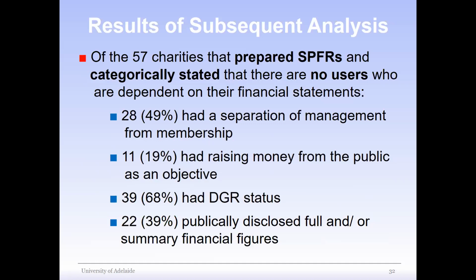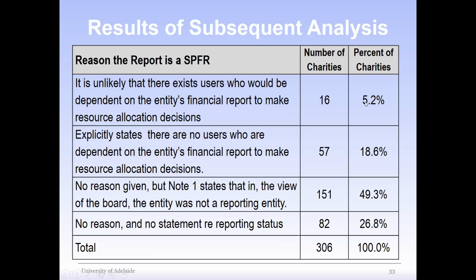We had 57 charities that categorically stated there were no users. But as you can see, half of them had a separation of management from membership, 19% had raised money from the public, and 68% had DGR status. Of those, 22% did disclose their full reports. The reporting entity concept requires, or the bar is only that it's reasonable. So we can say only 5.2% of charities properly applied the criteria.